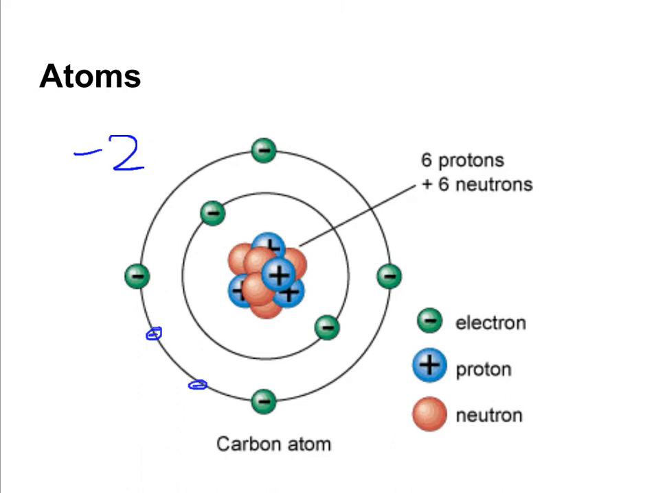If an ion is positive, it's called a cation. If it's negative, it's called an anion. The easy way to remember that, if you look at the word cation, the letter T looks like a plus sign, and plus sign means positive. So if it's got a positive charge, it's a cation.